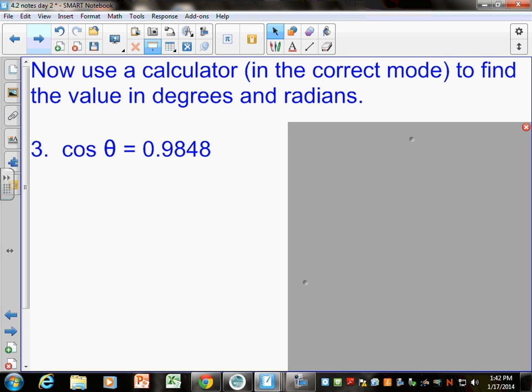So notice it says, now use a calculator to find the value in degrees and radians. So first of all, before we start typing in our calculator, yesterday they told you to find the cosine or whatever of a specific angle. Find the cosine of 15 degrees, and you would type in cosine 15, and you got a number like this. Now we're going backwards, so we want to know what beta is. So we have to think about how to get rid of cosine. Some people might say, well, let's divide by cosine, but this is not multiplication.